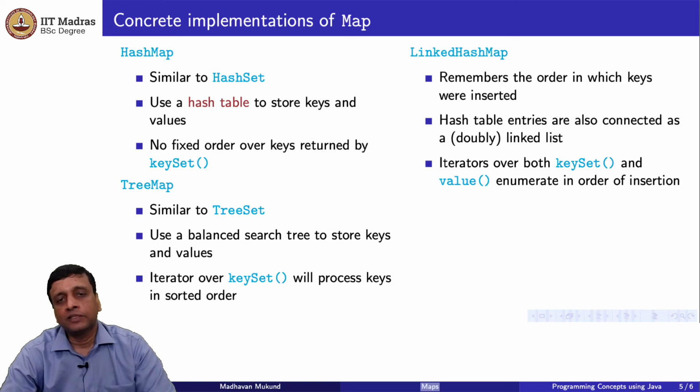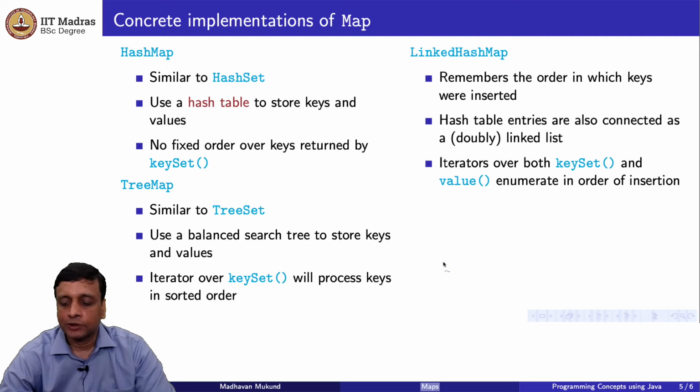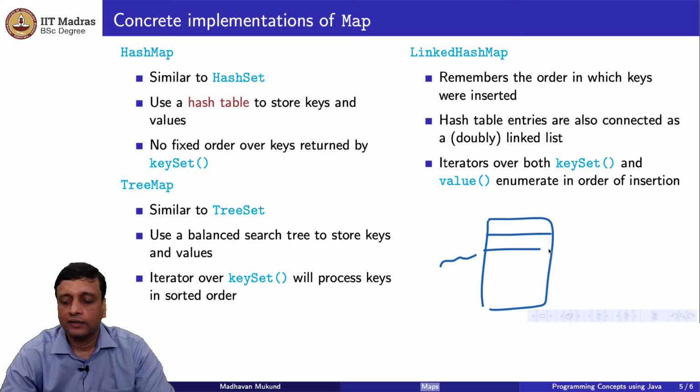There is another thing which is available in both, but we will first see it in the context of hash maps. So there is something called a linked hash map. So here I have typically, remember, a hash table, right? So in this hash table, I have different entries. I have k1, v1, then I might have k2, v2, and so on.